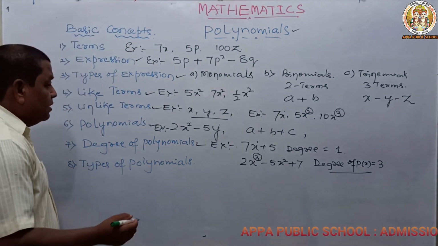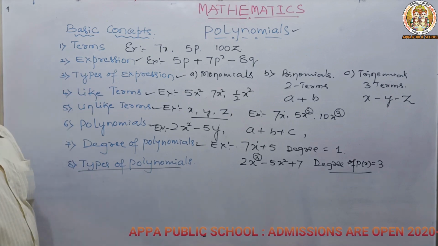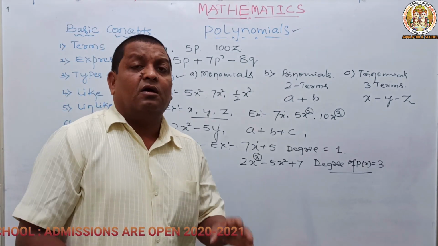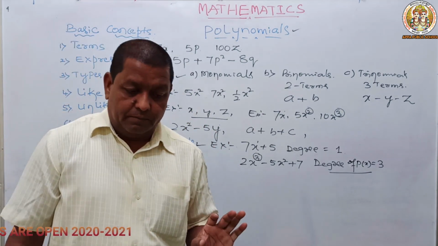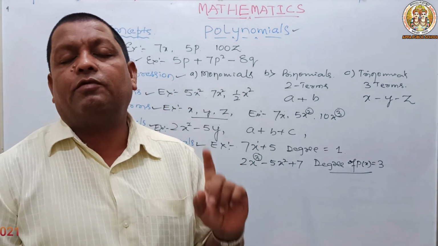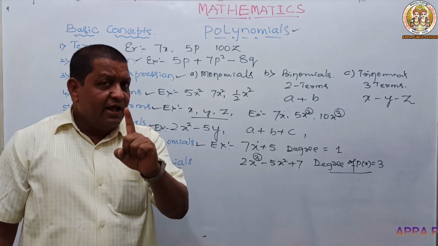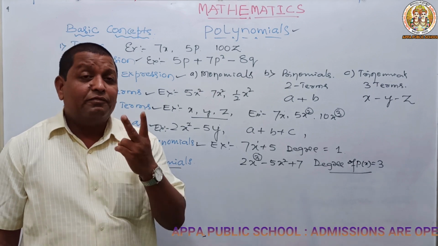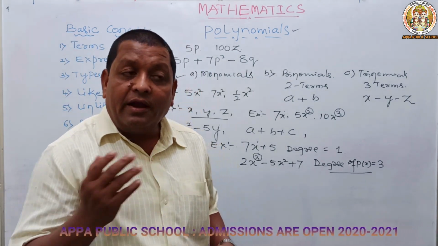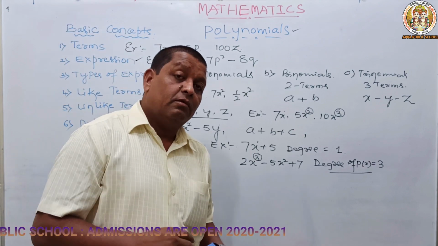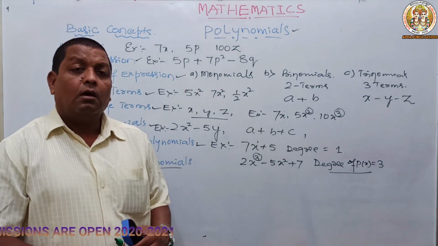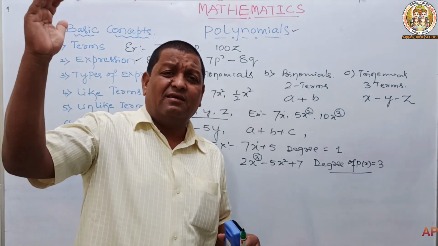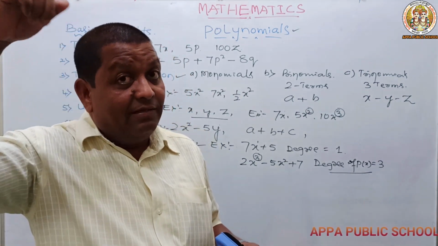Okay. Now we are coming to types of polynomial. So how many types of polynomials are there? It depends upon the degree of the polynomial. If 1 degree is there, that is a linear polynomial. If 2 degree is there, quadratic polynomial. If degree is 3, cubic polynomial. So like that, 4th, 5th, 6th, 7th, 8th, 9th, we are going up to nth degree.